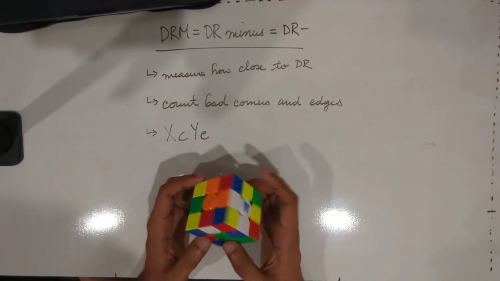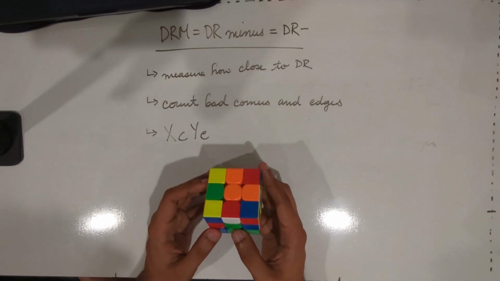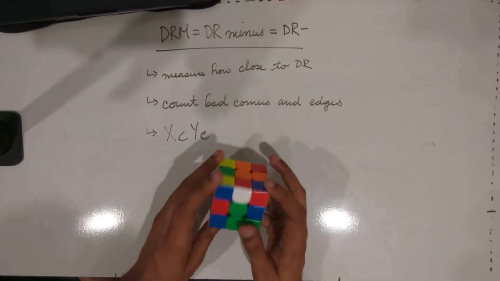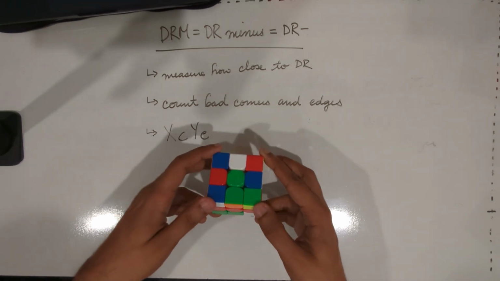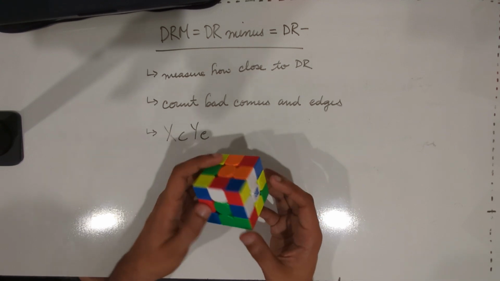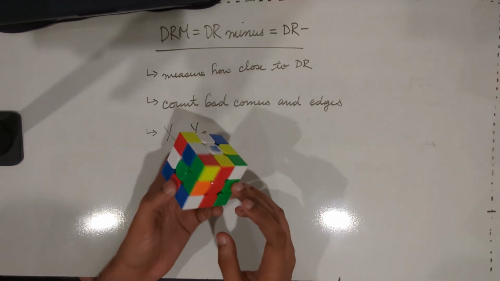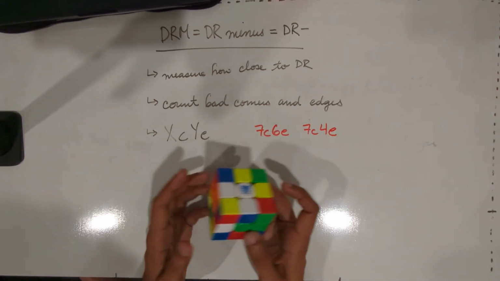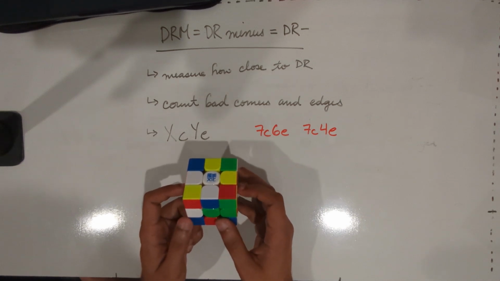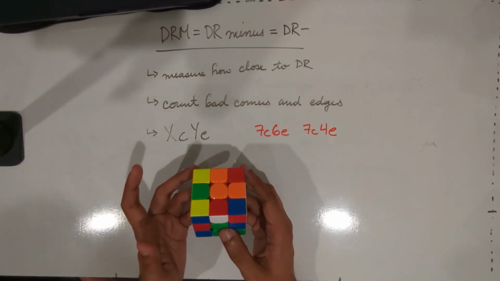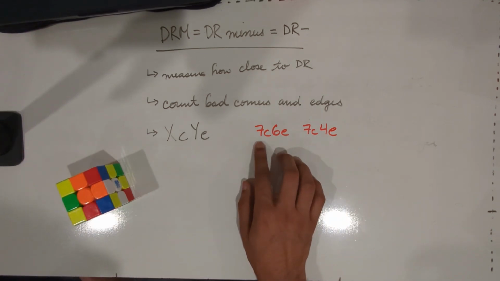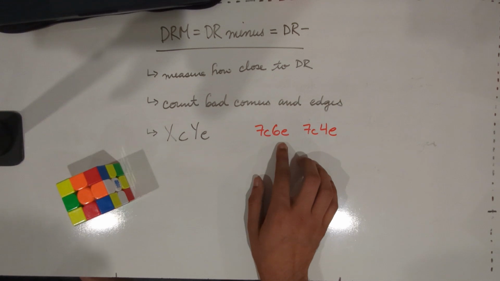Because EO is preserved after doing a Z rotation, we actually get another DR axis to check. If we flip over to this side, let's count the number of bad corners. 1, 2, 3, 4, 5, 6, 7. 7 corners again. And counting edges now, 1, 2, 3, and 4. For this EO then, we have 2 different DRM states. On this axis, we have 7C6E, and on this axis, we have 7C4E, where C and E is pretty obvious. It just denotes how many corners are bad and how many edges are bad.